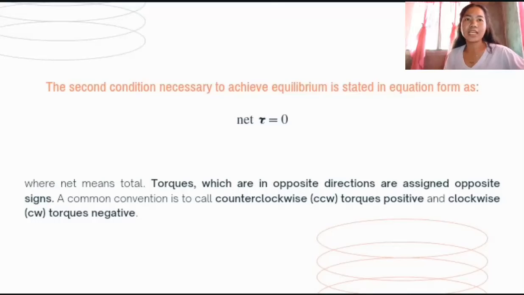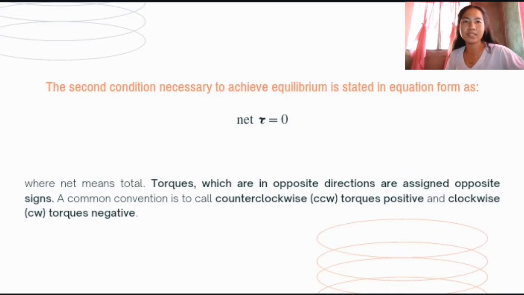This is true only in an inertial frame of reference. So the second condition necessary to achieve equilibrium is stated in equation form as net torque equals 0, where net means total. Torques which are in opposite directions are assigned opposite signs.